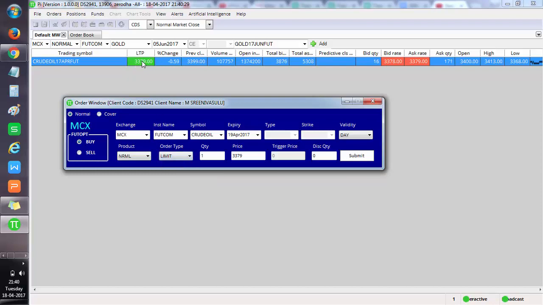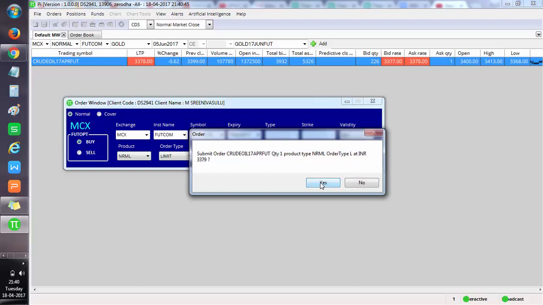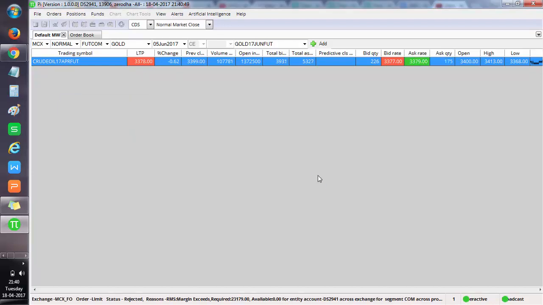Alright, so say I'm placing a buy order at 3379, the product type will be normal, the order type is limit, and I'm putting the price as 3379, and then I'll click on submit. It'll ask for confirmation, click on yes. Alright, this is the buy order. Now we want to place a stop loss for this. How do you place a stop loss in Pi?